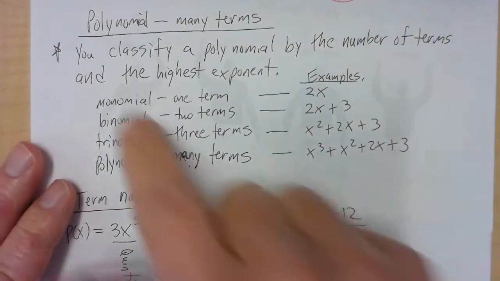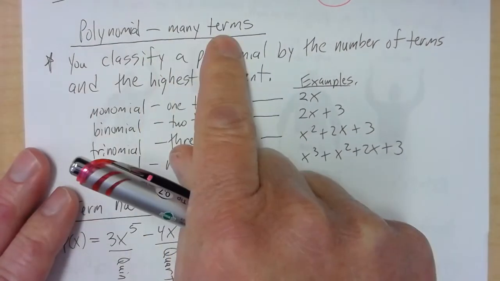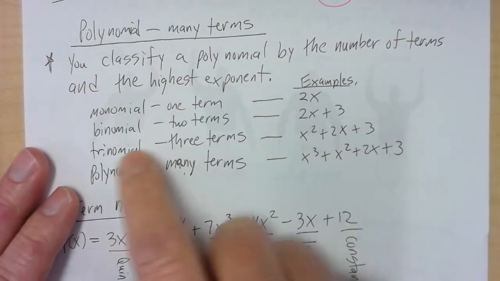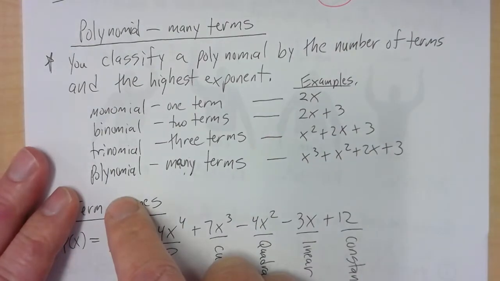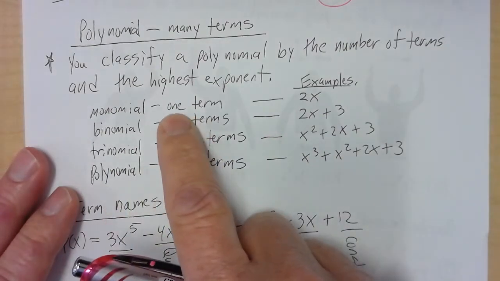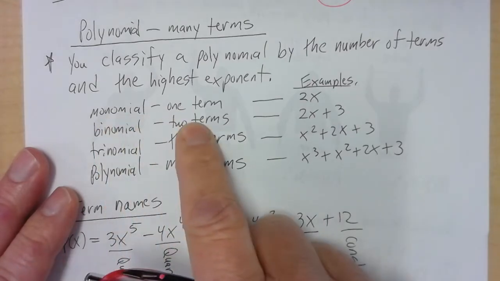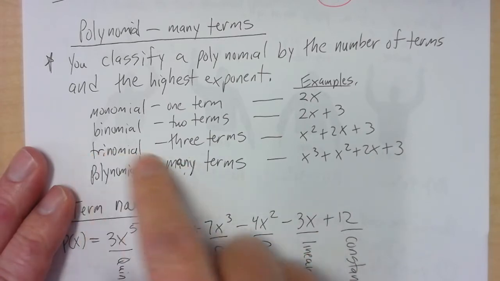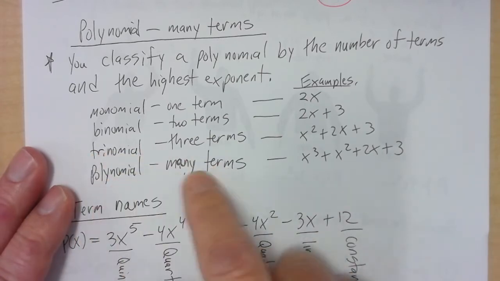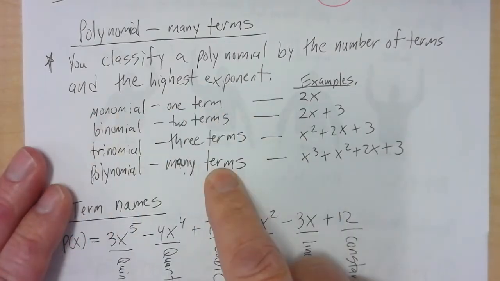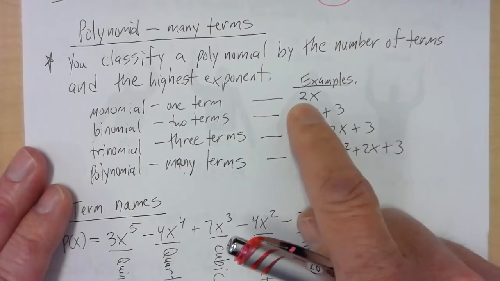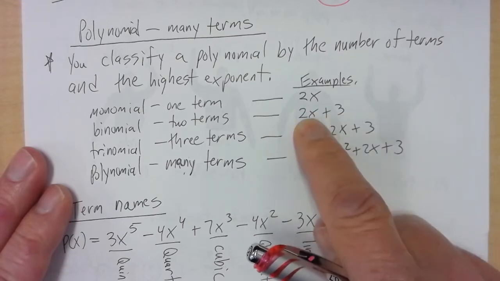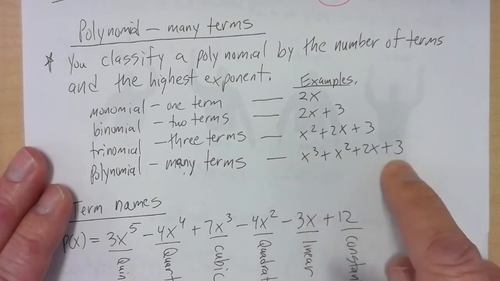So you can classify a polynomial, which means many terms, two ways: by the number of terms and the highest power. So here's how we do it with the names for the number of terms. One term is a monomial, two terms is a binomial, three terms is a trinomial, and for a bunch of terms we don't have names, so it's polynomial. So they're all polynomials. Even this one here is a polynomial. So 2x is a monomial. If you add 3 to it or add something else to it, it's two terms. That's a binomial, trinomial, and then we just call this one a polynomial.